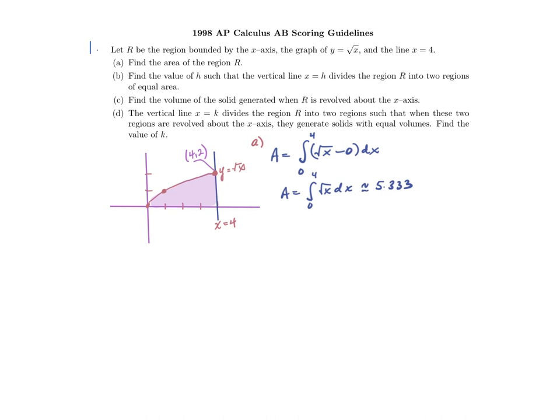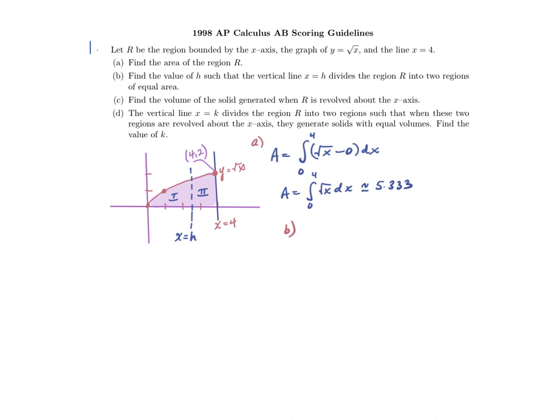Now for part B, find the value h such that x equals h divides the region into two equal regions. So we're looking for some vertical line. I'm going to draw in a vertical line and just estimate, so you can see it. Let's say it's about here. So there's some line x equals h, where the area over here, let's call this area 1, is equal to area 2.